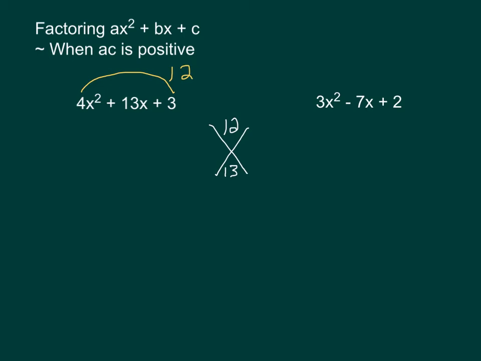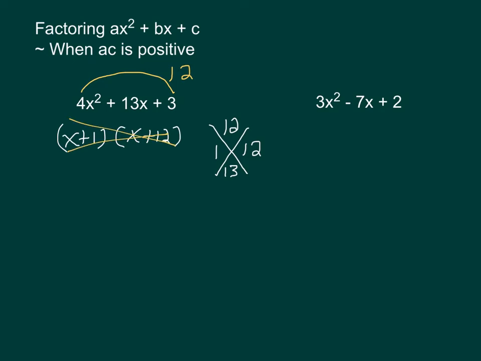Pretty quickly, you find that that's 1 and 12. Now, unfortunately, I cannot just say that my answer is going to be x plus 1 times x plus 12. The reason for that is if I actually did that multiplication out, I'd see that I don't come back to my original problem. So this is not true.